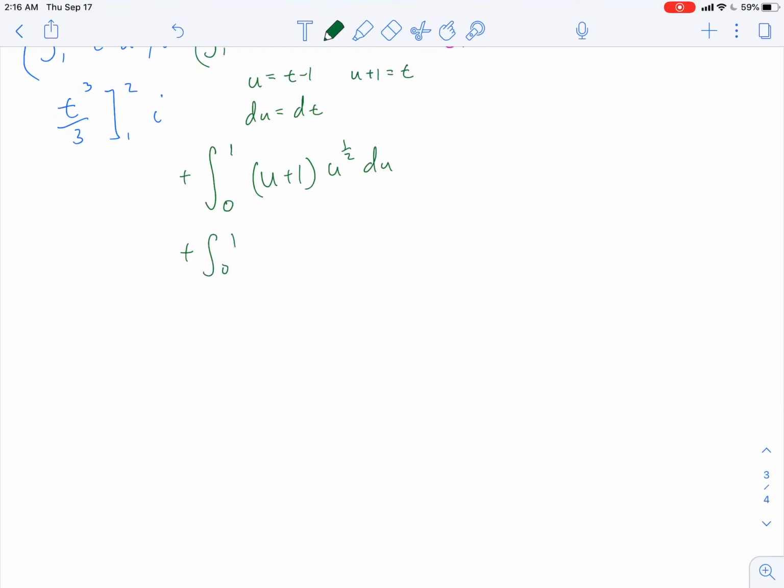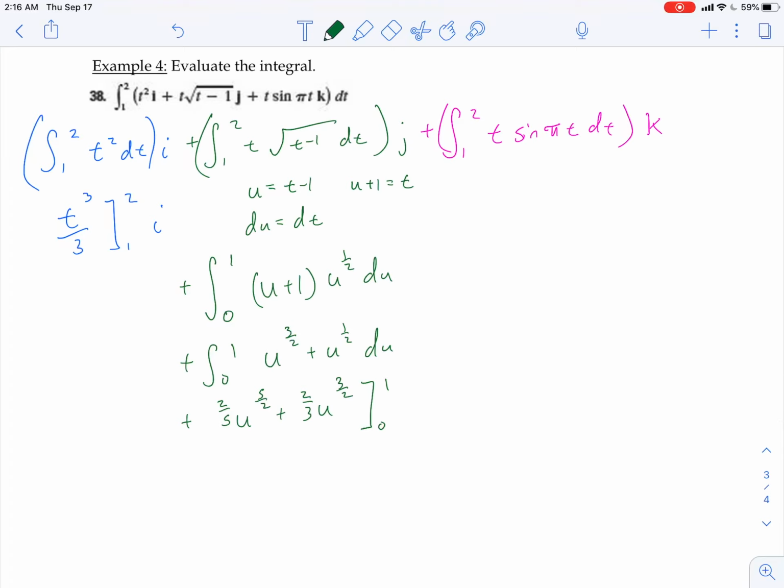Now I'm going to attack this. I'm going to distribute the u to the 1/2 to both u and 1. So it's going to be u to the 3/2 plus u to the 1/2 du. And now I'm just going to integrate it. So u to the 3/2 is going to be u to the 5/2 times 2/5, plus u to the 3/2 times 2/3. Right?